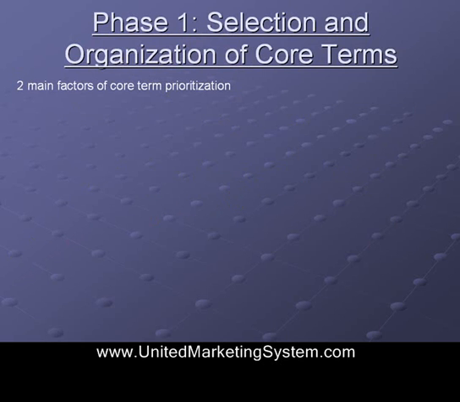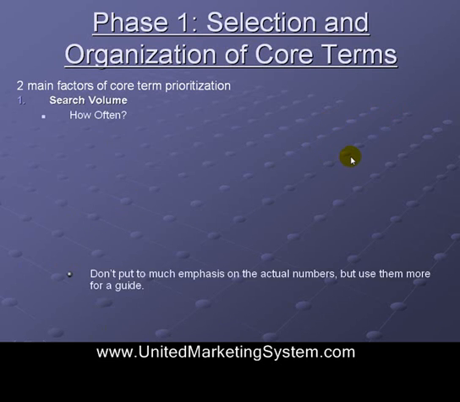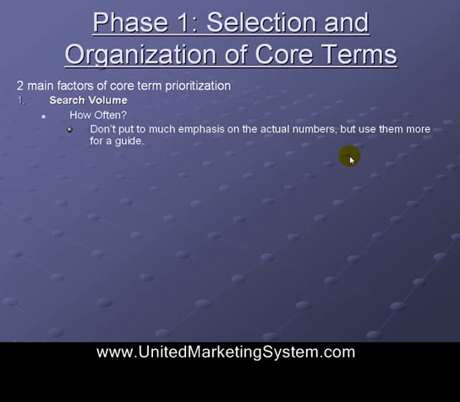So here we go, selection and organization of core terms. Now you've got all these core terms. How are we going to select the ones we want to use? How are we going to organize them to be optimized? The two main factors that I think are important for core term prioritization, that's a good word to say fast, is one, search volume. You saw the search volume there: how often the word is searched per month, or some of them even give you how much they're searched within 24 hours. But again, don't put too much emphasis on those actual numbers. Like we discussed, use them more as a guide.